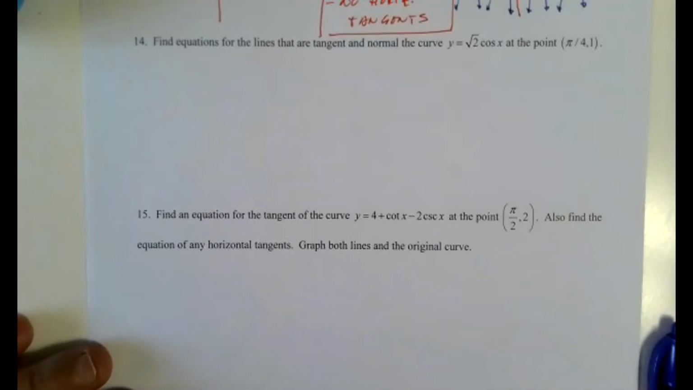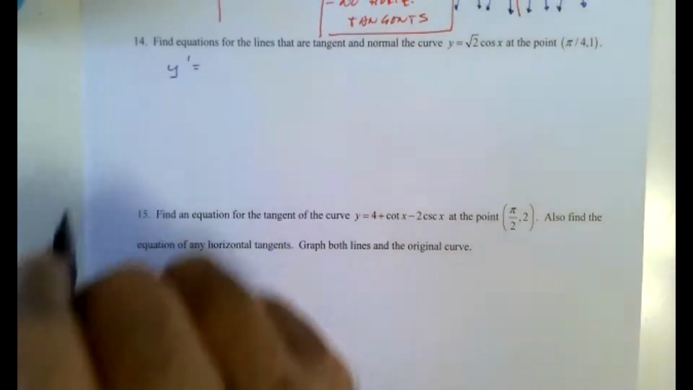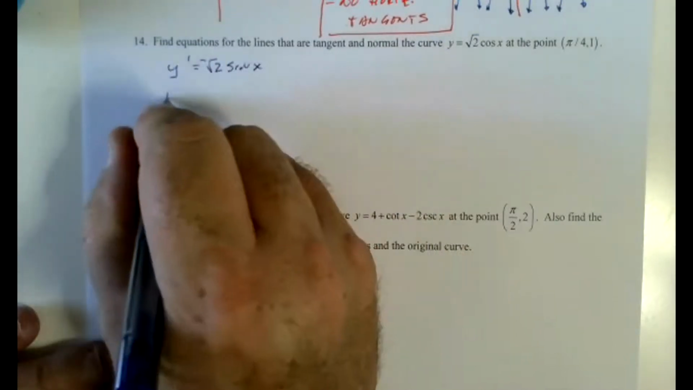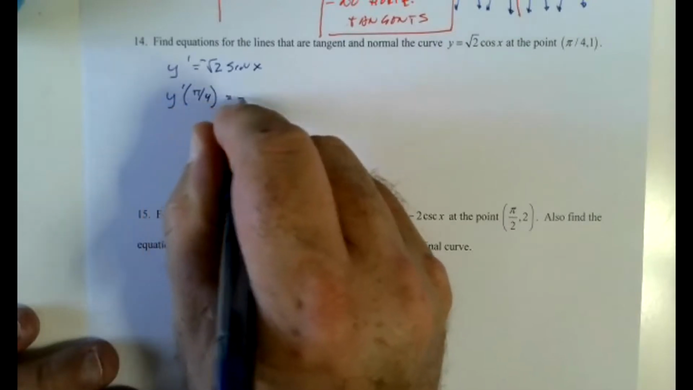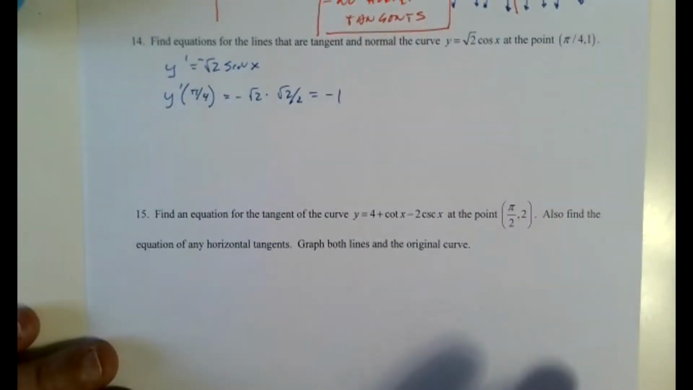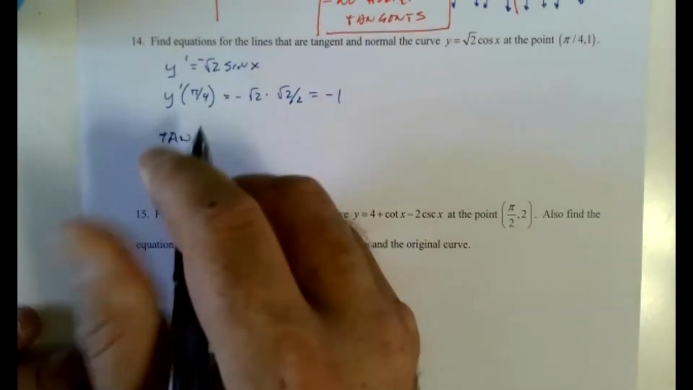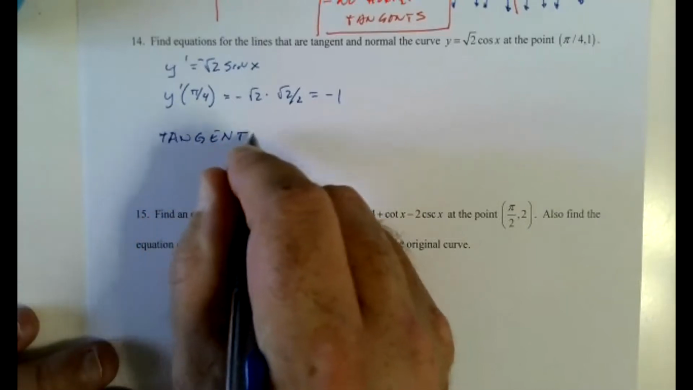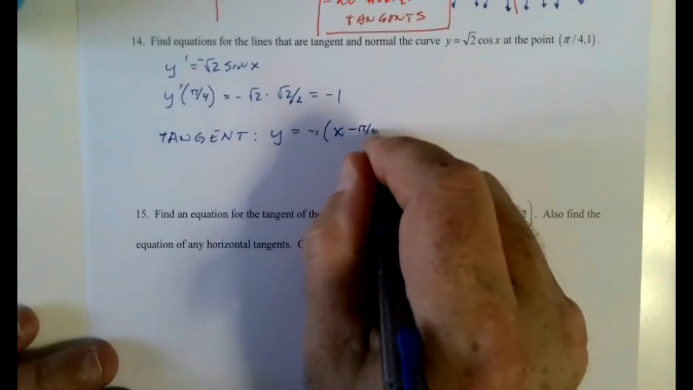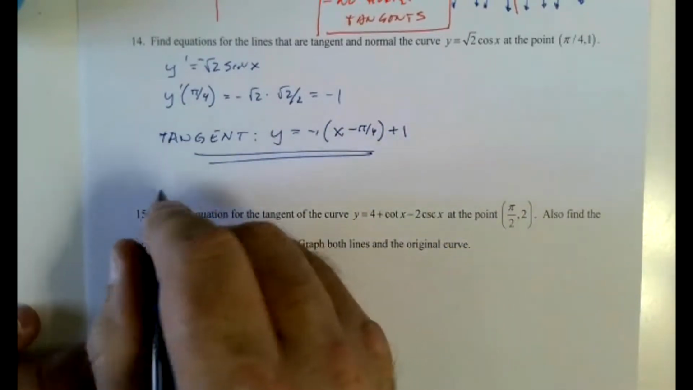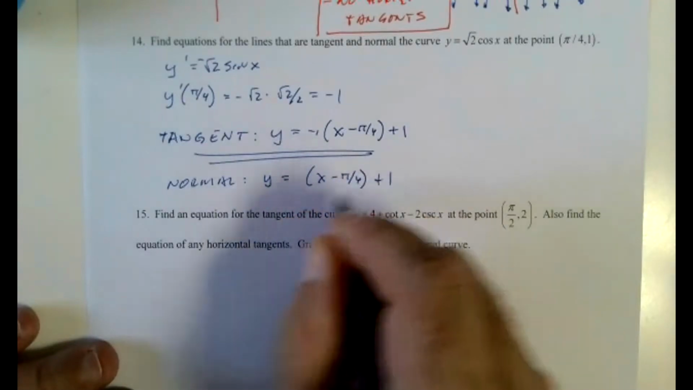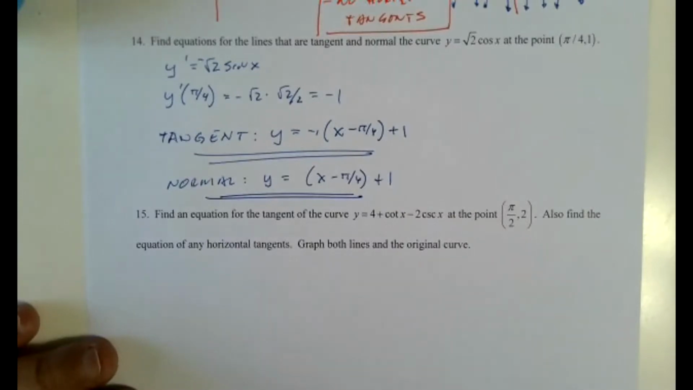But equation one is a tangent normal curve. It's cake. y prime equals root 2 negative sine of x. y prime of pi over 4, negative root 2 times root 2 over 2 equals negative 1. For a change, they gave me the point, so tangent: y minus 1 equals negative 1, x minus pi over 4, was minus 1, so plus 1. And normal equals x minus pi over 4 plus 1. Cool.